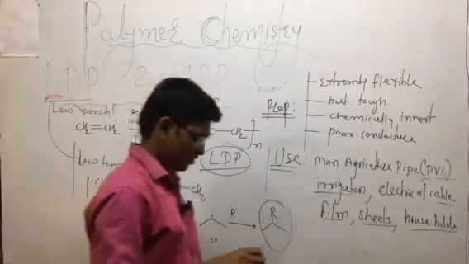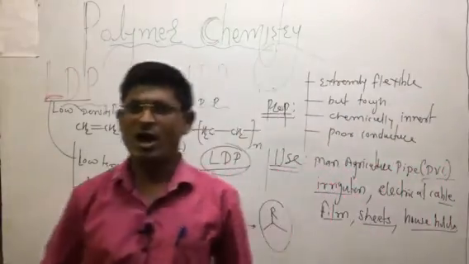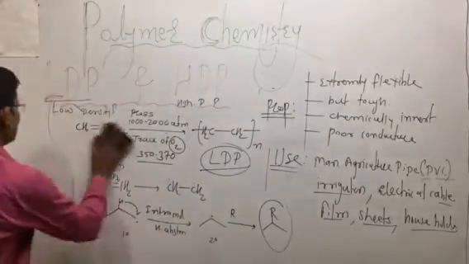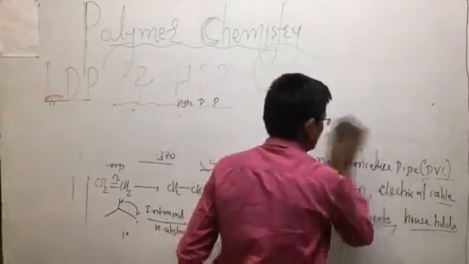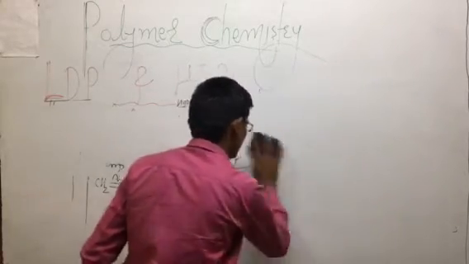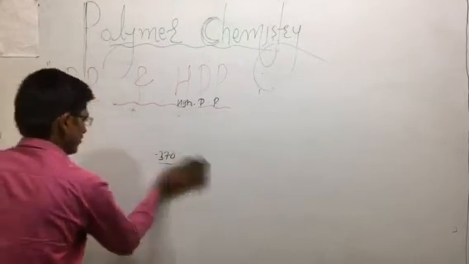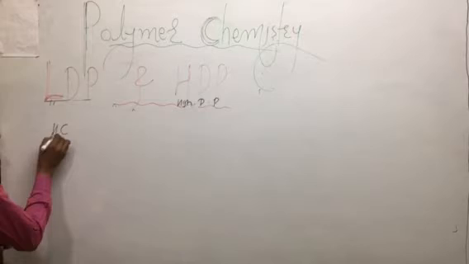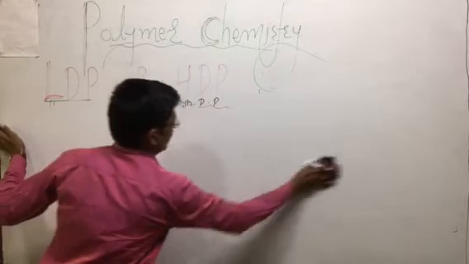So the low density polythene is obtained at high pressure and low temperature, from ethene to polythene. Next is HDP, high density polythene, which is also known as HDPE. The starting reactant molecule is the same, CH2=CH2, the ethene molecule.